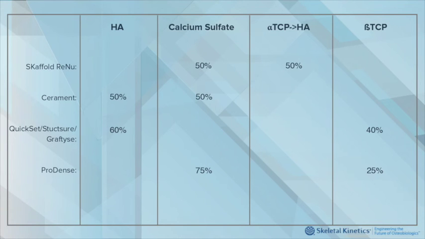Scaffold Renew is 50% calcium sulfate combined with 50% alpha TCP. Cerament is 50% HA granules combined with calcium sulfate at 50%. Quickset, also known as Structure or Graftease, is 60% HA granules combined with 40% beta TCP granules. Lastly, Prodense is a combination of 75% calcium sulfate with 25% beta TCP. Knowing how each one of these ceramics reacts will give you an idea of what each one of these grafts may or may not accomplish given the surgeon's algorithmic goals.